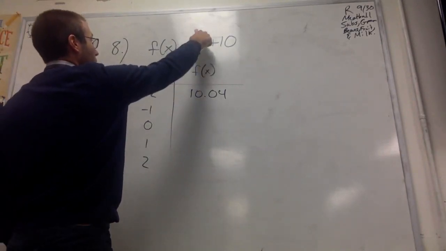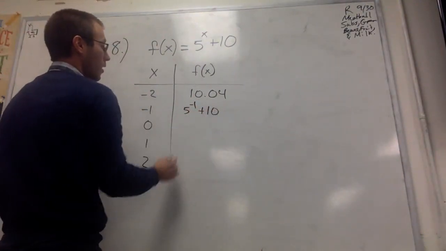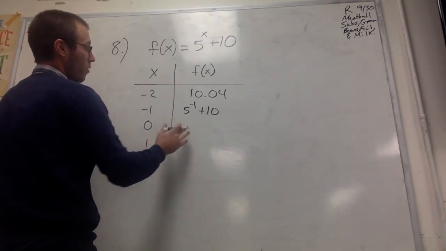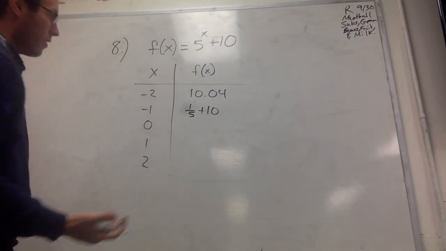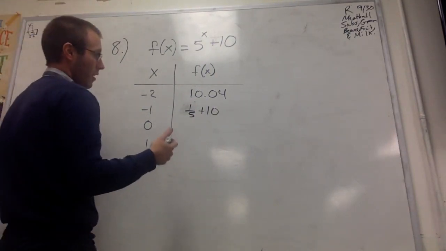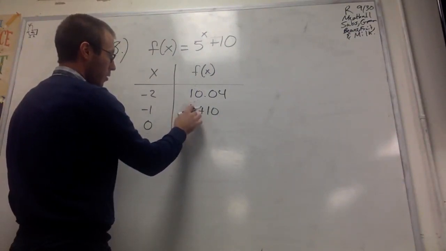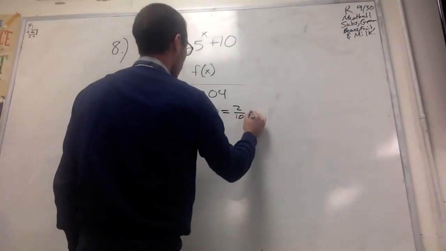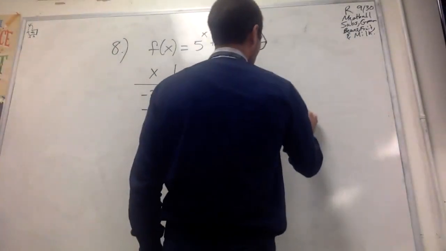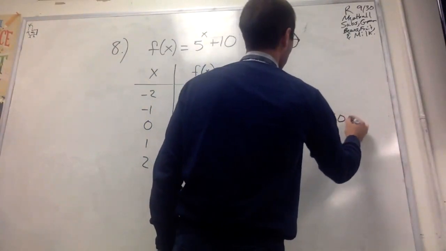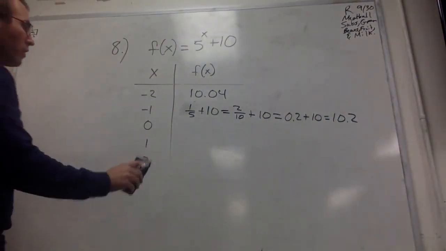When x is negative 1, you get 5 to the power of negative 1 plus 10. 5 to the power of negative 1 is 1 over 5. I want to rewrite this as a decimal. 1 over 5 is the same thing as 2 over 10. If I multiply this by 2, I multiply that by 2. So I get 2 over 10 plus 10, which is 0.2 plus 10, which is equal to 10.2. So I get 10.2 here.